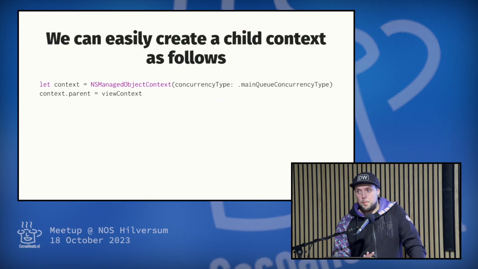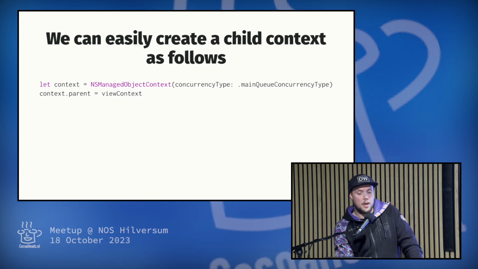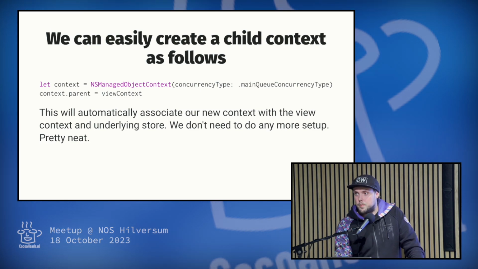If you thought this would be complicated, it's really not. All we need to do to create a child context is this. Make a new instance of NSManagedObjectContext and give it a parent. In my case, it would be the view context, which is used for my SwiftUI views. And this will associate that context with the view context, the underlying store, and everything else. So we don't need to do anything special in core data to have a child context. It's really as simple as creating an instance and giving it a parent.